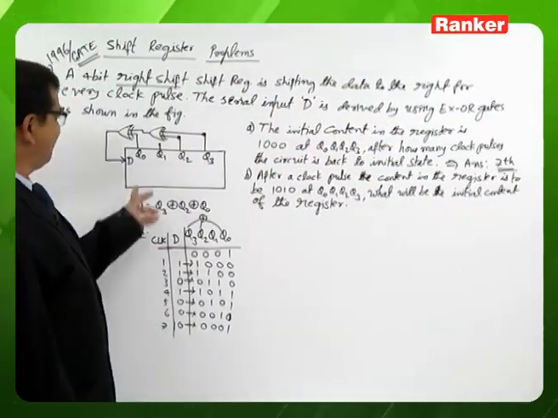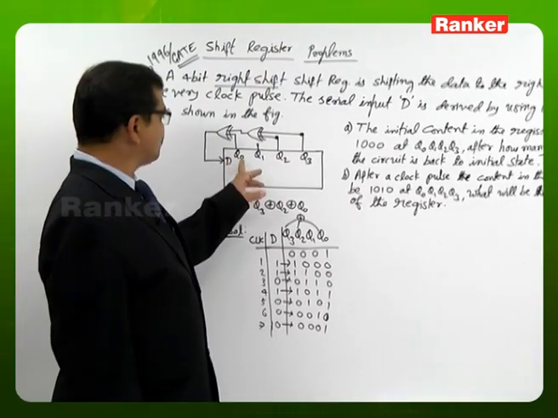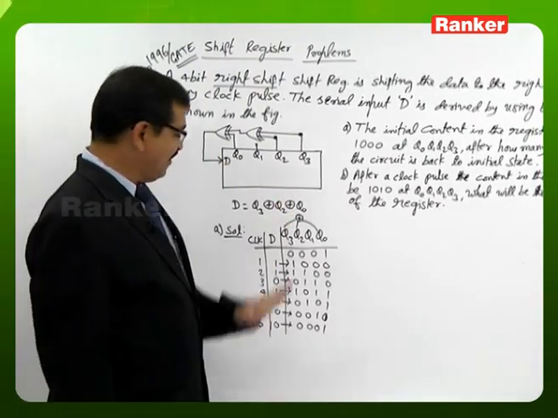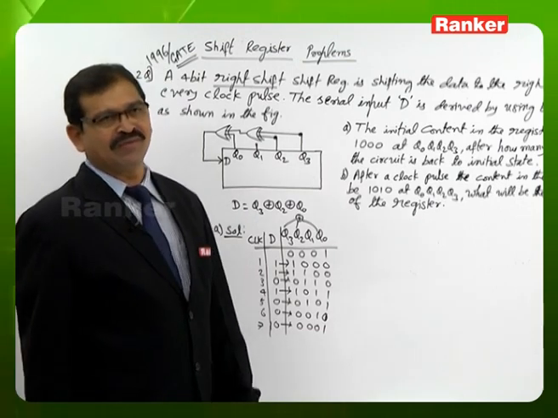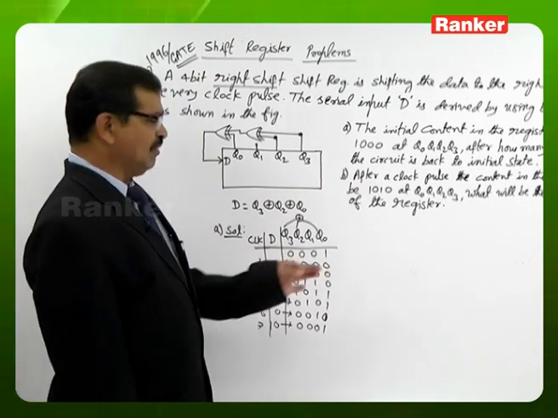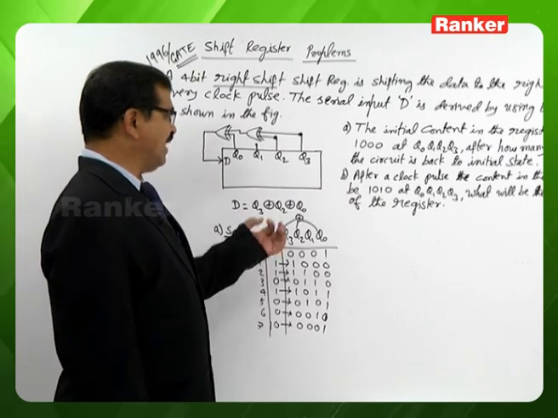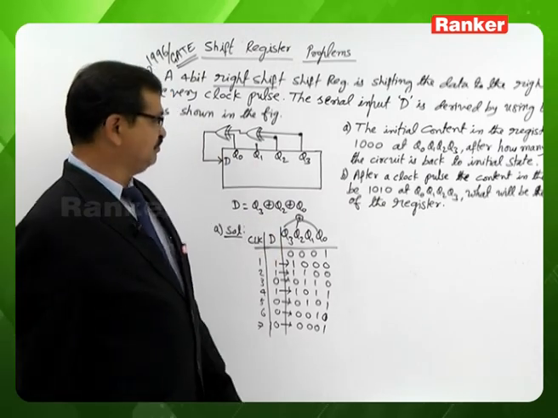But wrongly, if you take D as transferred to Q0 first, then you will not get the answer as 7, you will get the wrong answer 6. A small thing like that makes you give the wrong answer.